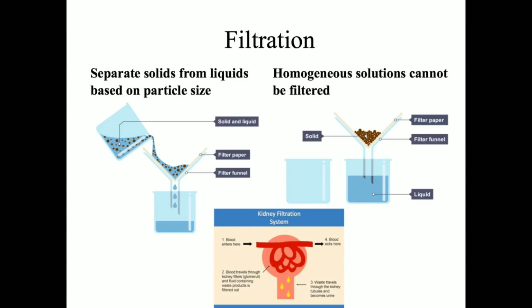Since the components of a mixture are only physically combined, we can use their physical properties to separate the different components. One of the key properties that we can use is particle size. Filtration separates components based on particle size, where small particles flow through a filter and large particles are stuck at the top of the filter. Homogeneous mixtures can never be filtered.